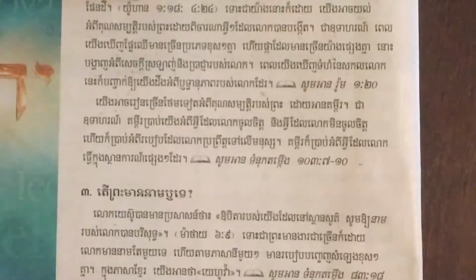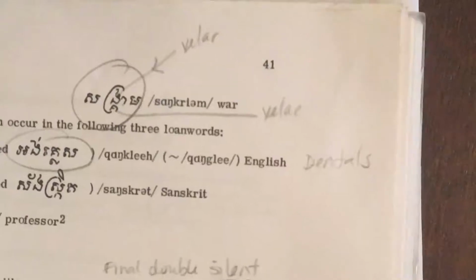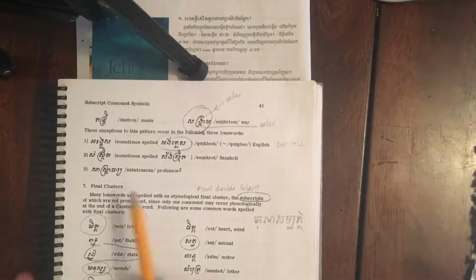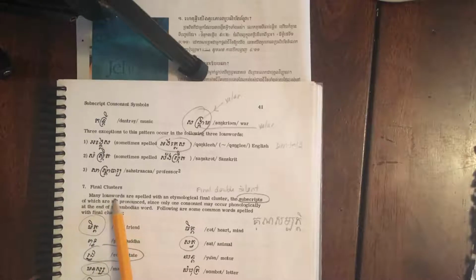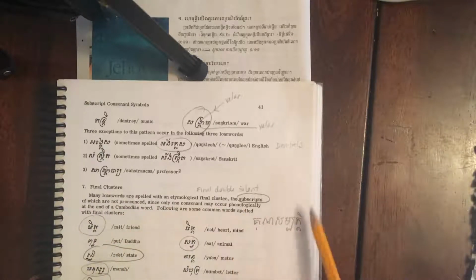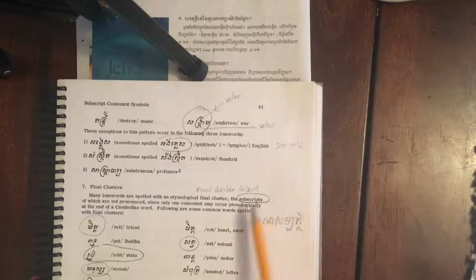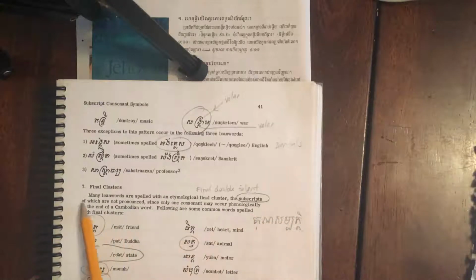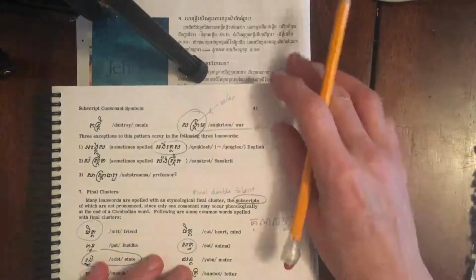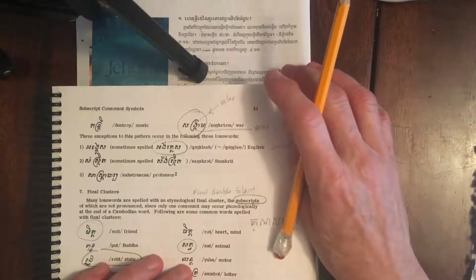We're going to bring the vision out a little bit so this whole page can be seen. Okay, 41.7. Many loanwords are spelled with an etymological final cluster, like gun sambat, the subscripts of which are not pronounced. Okay, so there's the tha. It is not pronounced.